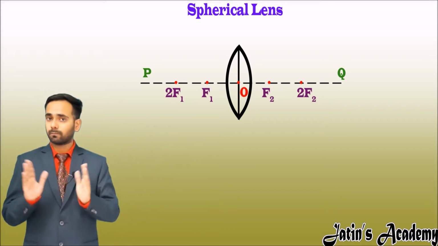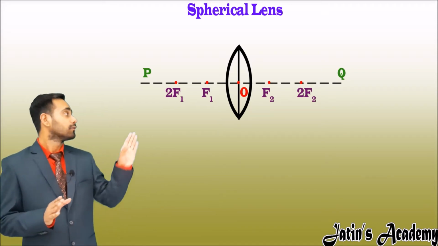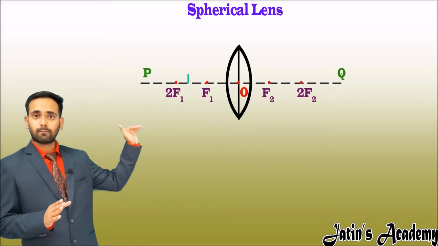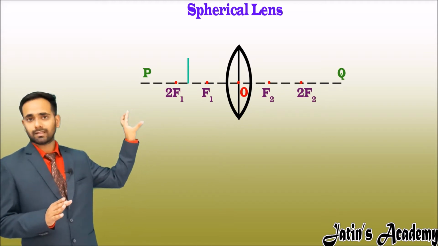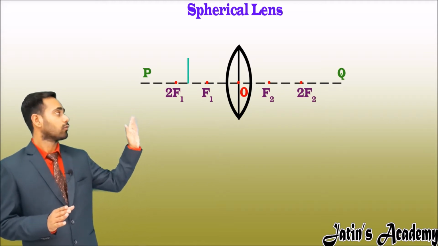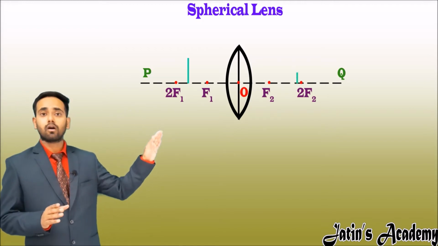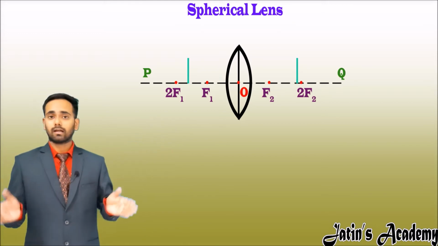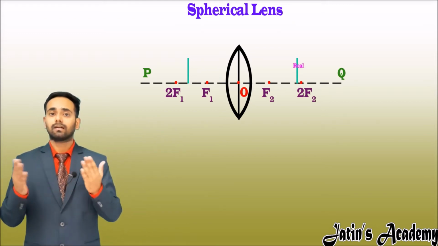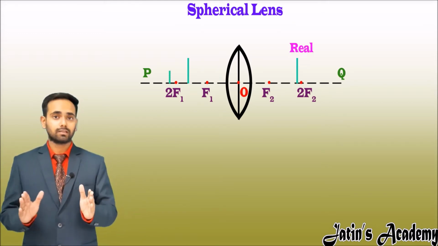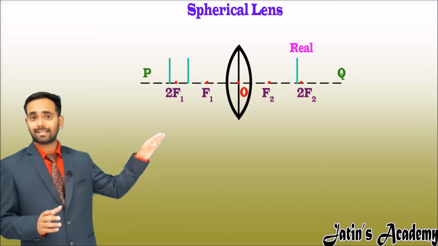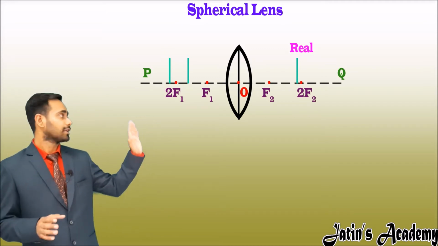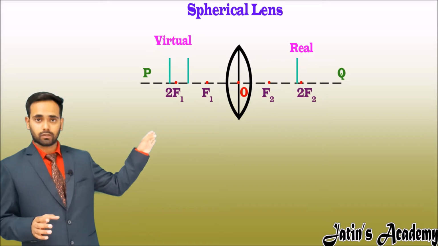Now we have to place the object. We have to place the object above the principal axis, means 1 centimeter line. Now if the image is formed on the right side, then we can say that the nature of image is a real image, and if image is formed on the left side, means same side of the object, then the nature of image is virtual.